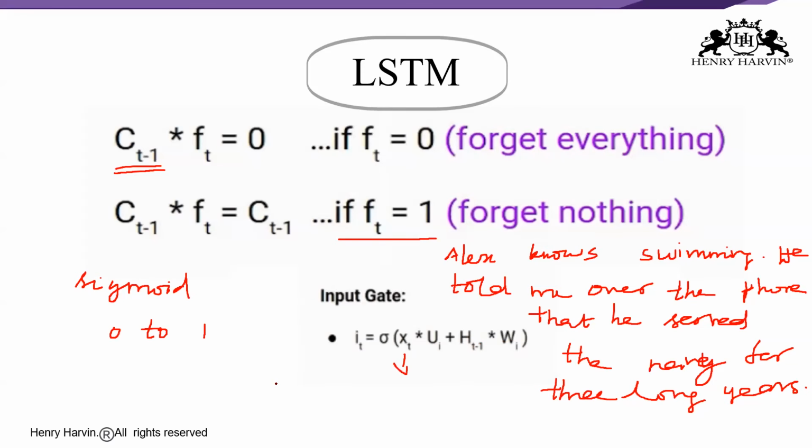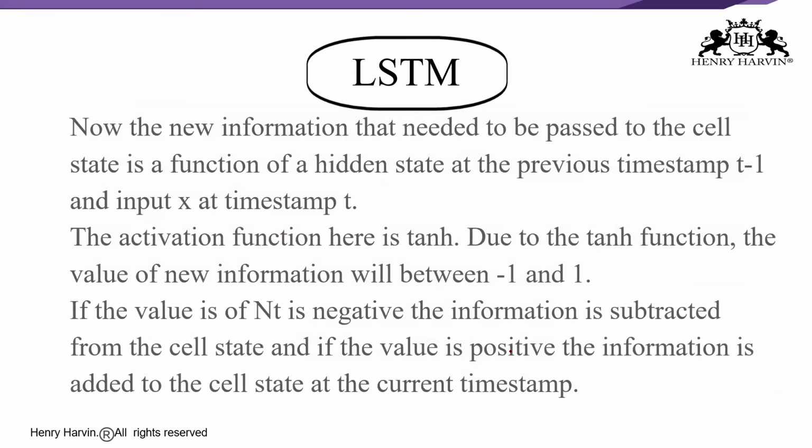So what is this xt? xt is nothing but the input at the current timestamp. What is ui? ui is nothing but the weight matrix of input. What is ht-1? We know that it is the hidden state at the previous timestamp. What is wi? wi is the weight matrix of input associated with the hidden state. Again, we have applied the sigmoid function over it, so as a result the value will range from 0 to 1.